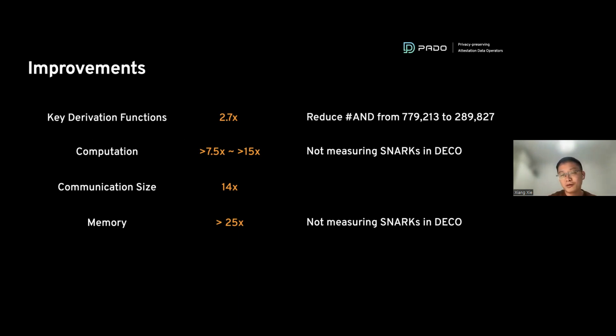And one thing we want to mention is that we actually did not implement the SNARK part of DECO. We only compare the MPC part. Even in this case, we are like 10 times faster than DECO. And we think that if you add the SNARK part in DECO, the improvement will be much larger. And also we improve the communication size by 14 times, and the memory size is about 25 times smaller, because we do not need to use SNARKs, and the garbled circuit and IZK are memory efficient.